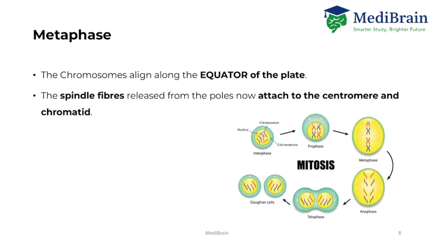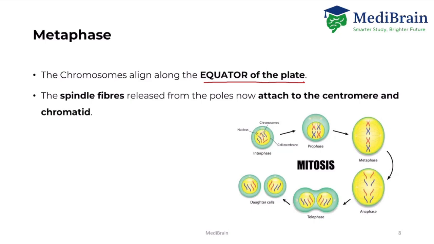The chromosomes align along the equator of the plate. Again, this is really important in terms of mark schemes. The spindle fibers, which are released from the poles, now attach to the centromere and chromatid.